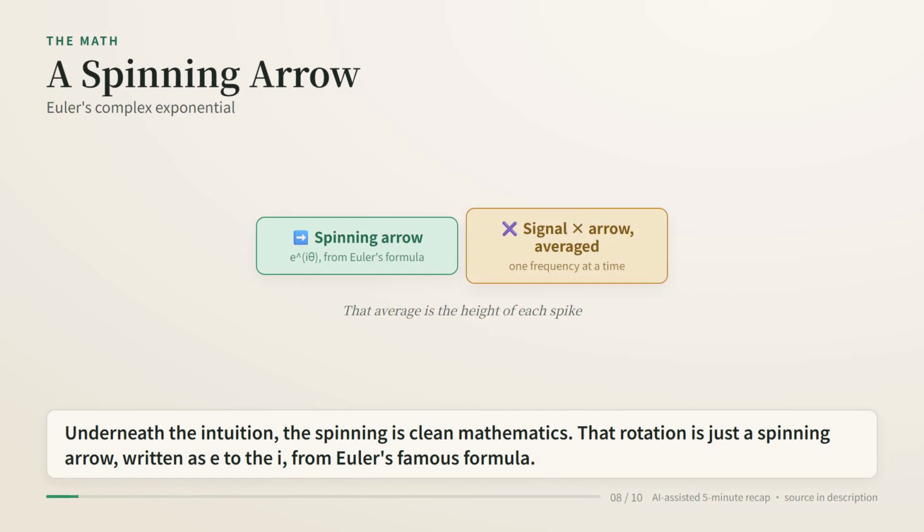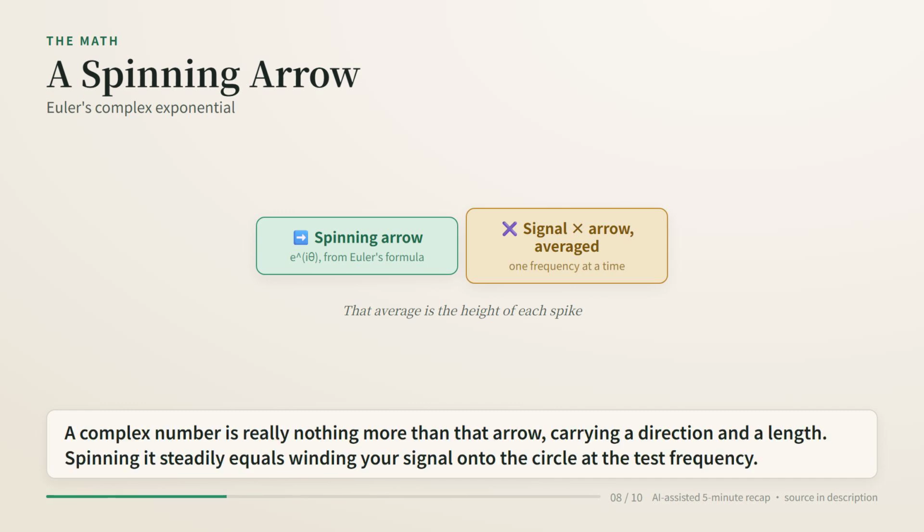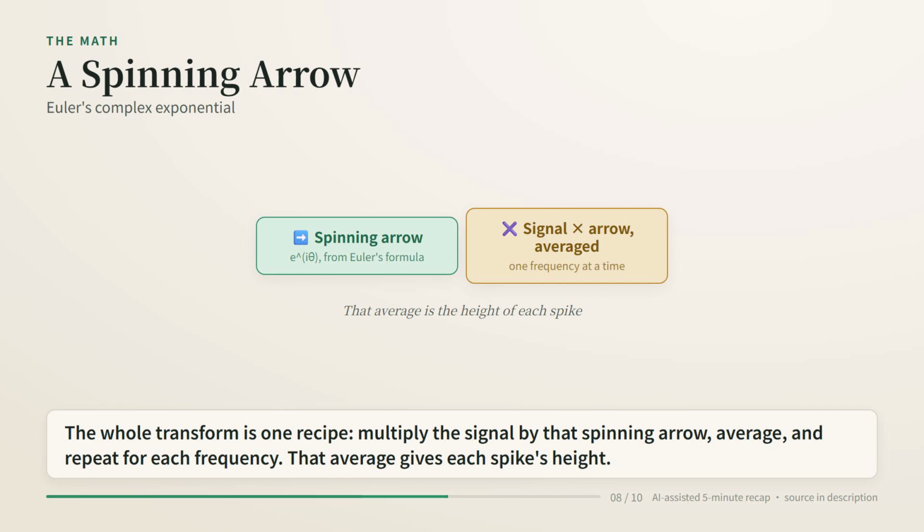Underneath the intuition, the spinning is clean mathematics. That rotation is just a spinning arrow, written as e to the i, from Euler's famous formula. A complex number is really nothing more than that arrow, carrying a direction and a length. Spinning it steadily equals winding your signal onto the circle at the test frequency. The whole transform is one recipe: multiply the signal by that spinning arrow, average, and repeat for each frequency. That average gives each spike's height.